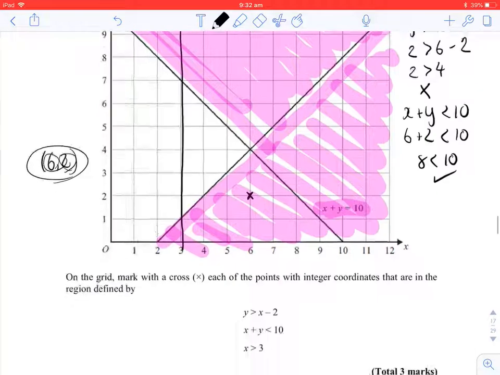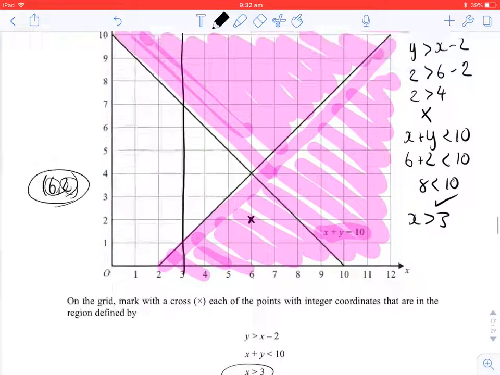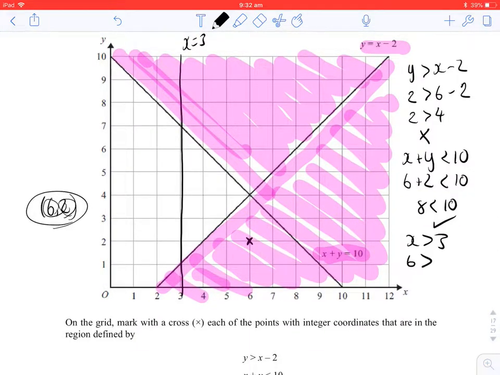Finally, we look at our x is greater than 3 line. So x is greater than 3. My x coordinate is 6. 6 is greater than 3. Is that a true statement? Yes, it is. So that means this side of my x equals 3 line can stay. The other side we have to get rid of.